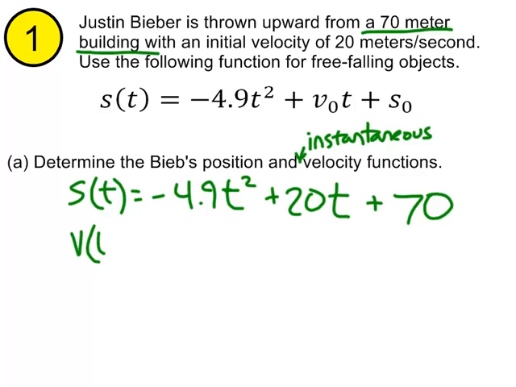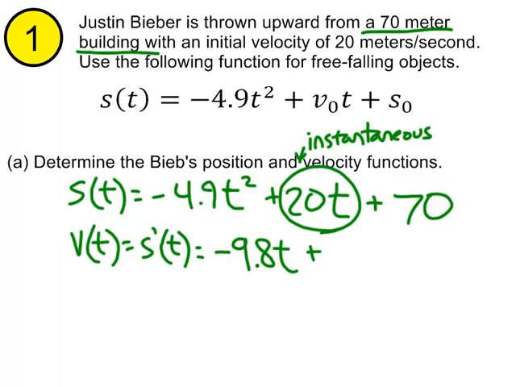So v of t is really just the derivative of s of t. If I apply my basic differentiation rules, my power and constant multiple rule, I will get negative 4.9 times 2, or negative 9.8 times t to the 1 power. The derivative of 20t, according to my basic rules, will be just 20. And the derivative of a constant is going to be just 0. So there are my velocity and position functions.